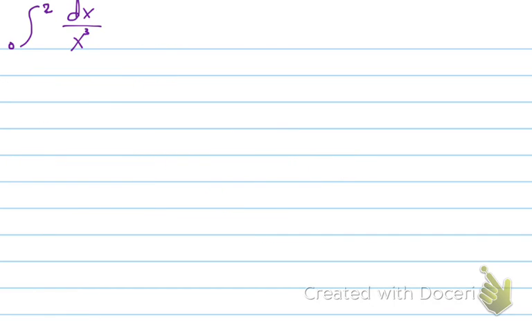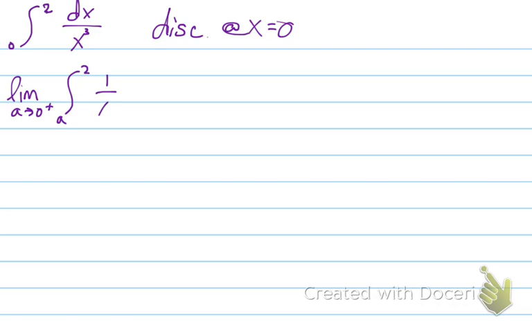Alright, for this one we have the integral from 0 to 2 of dx over x cubed. Again, if you plug in 0, you have an infinite discontinuity at 0. So I'm going to say that I have a discontinuity at x equals 0, because it makes this function undefined. So I'm going to say that this is the limit as a approaches 0 from the positive side of the integral from a to 2 of 1 over x cubed dx.